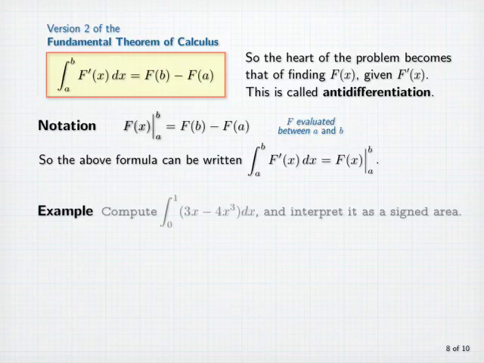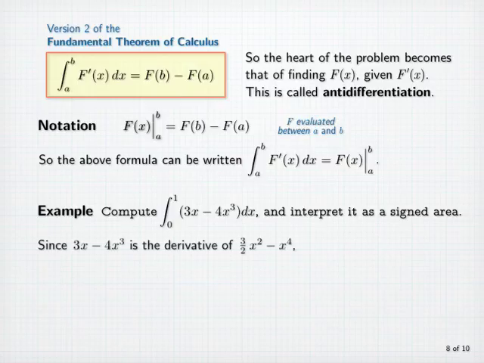Example. Let's compute the integral from 0 to 1 of the function 3x minus 4x cubed dx and interpret it as a signed area. To do this, we have to come up with a function whose derivative is 3x minus 4x cubed. It should be easy to see that x is the derivative of 1/2 x squared, and so 3x is the derivative of 3/2 x squared. Also, it's easy to see that minus 4x cubed is just the derivative of minus x to the fourth.